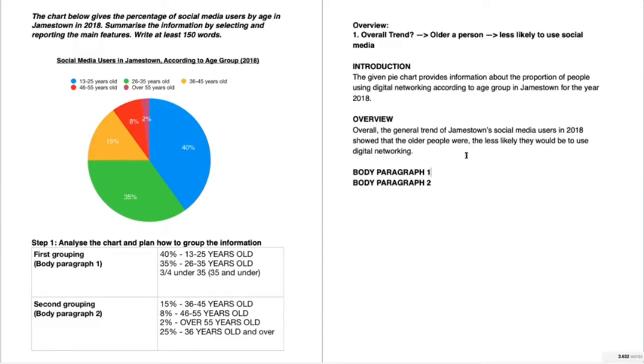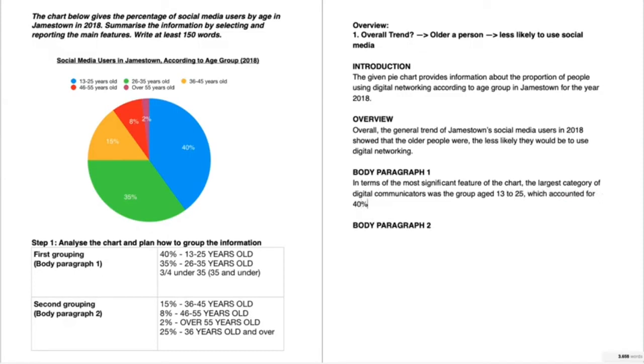We've talked about the main trend, and now it's time to go to our body paragraph 1, and we're going to focus on our first grouping. So this was the 40% and the 35%. And it is quite significant. So I am going to start by saying, in terms of the most significant feature of the chart, the largest category of digital communicators was the group aged 13 to 25, which accounted for 40% of the total users.